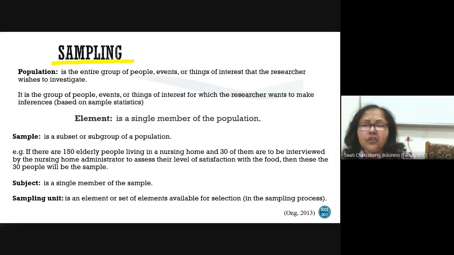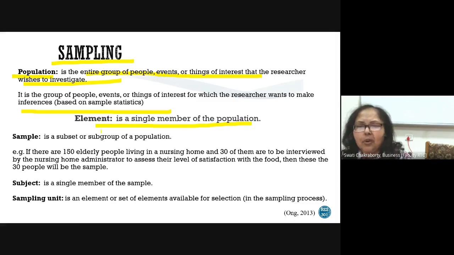When we go to sampling, the first thing we need to know is population, that is the entire group of people, events or things of interest that the researcher wants to investigate and make inferences about. Every single member of the population is called an element. A subset or a subgroup of the population is called a sample, and every single member of the sample is a subject.